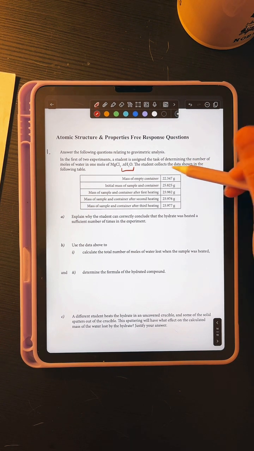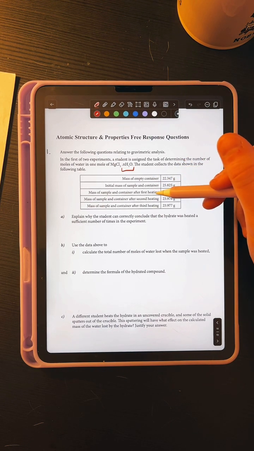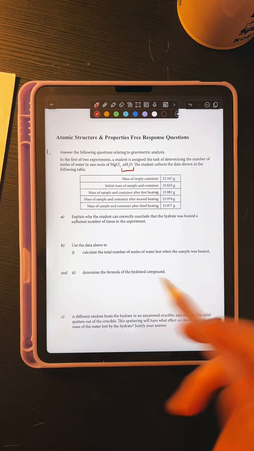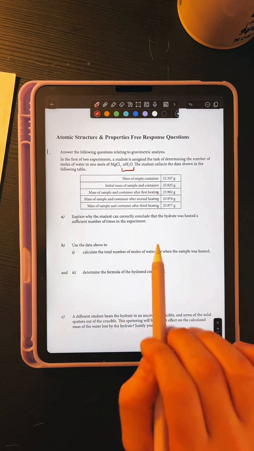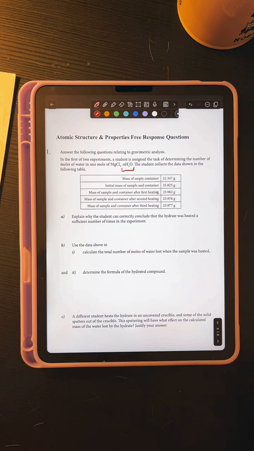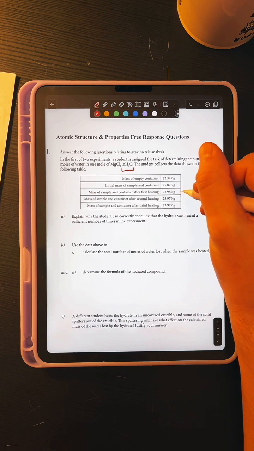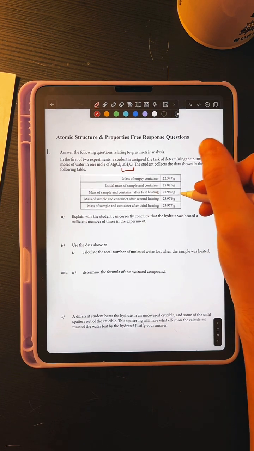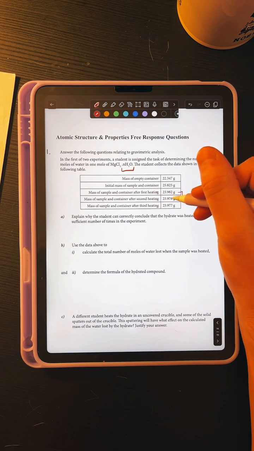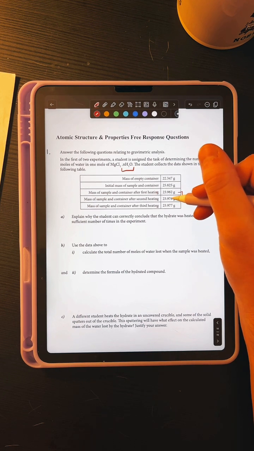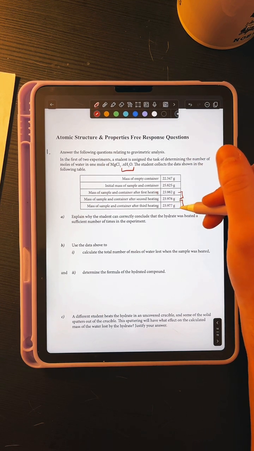The student collects the data shown in the following table. So we have the mass of empty container, initial mass of sample and container, after first heating, second heating, third heating. Explain why the student can correctly conclude that the hydrate was heated a sufficient number of times in the experiment. I see the answer already popping up. So if we look here, our mass between the first and the second heating afterwards didn't really change that much. It went down a little bit, so 0.982 to 0.976. So we decided to heat it again, and then we see that it didn't really change.